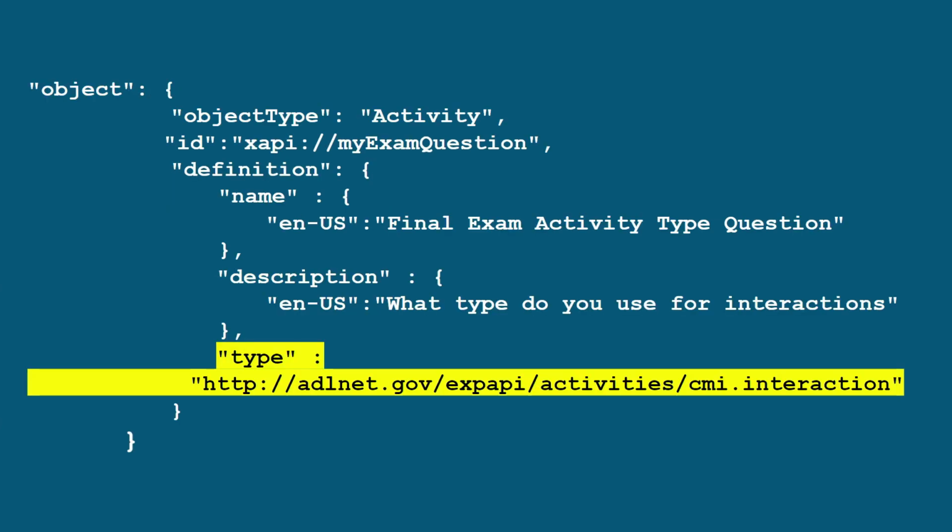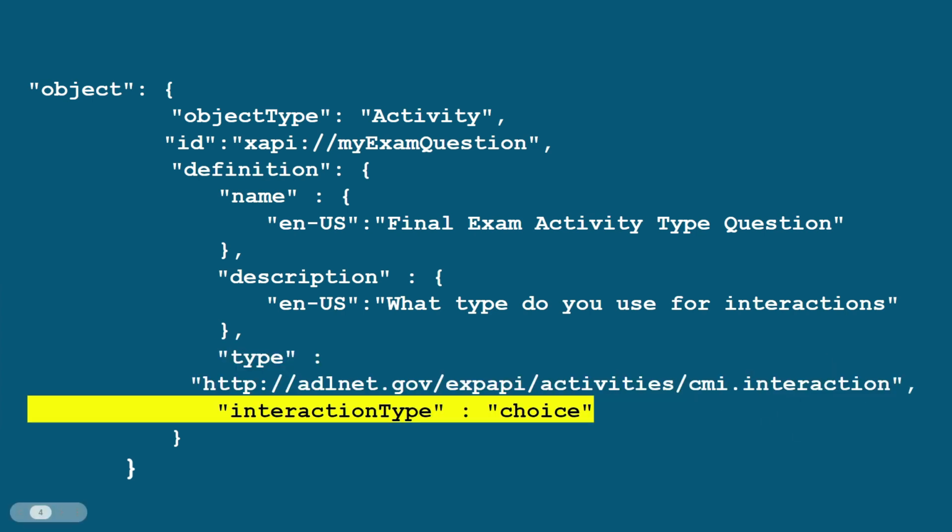So let's get a little bit into the code here again just for a second. So this is an object. This is the thing in an xAPI statement that is being interacted with. Here you can see that its definition type is this IRI. That means it's a CMI interaction. Since we know that, we actually get this additional thing, interaction type. And in this case, we are saying it's a choice or multiple choice question.